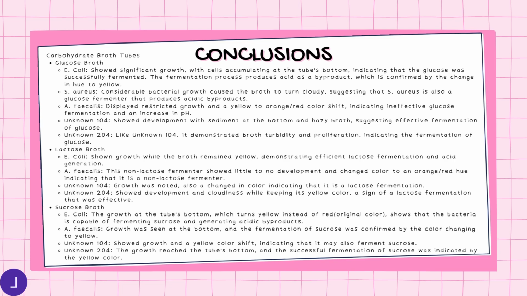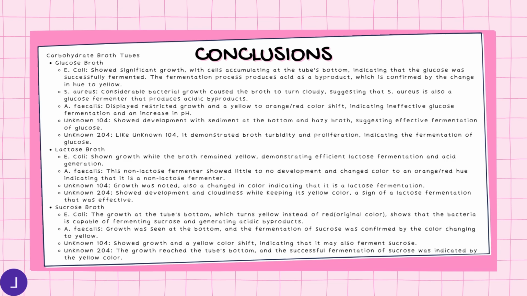So for this set of conclusions, we're going to have the three different broths that we worked on: glucose broth, lactose broth, and sucrose broth. Let's go in order, like how we had them laid out in the PowerPoint. We're going to start with the glucose broth. First of all, we have E. coli, S. aureus, and A. faecalis. Those were the known bacteria that we did.